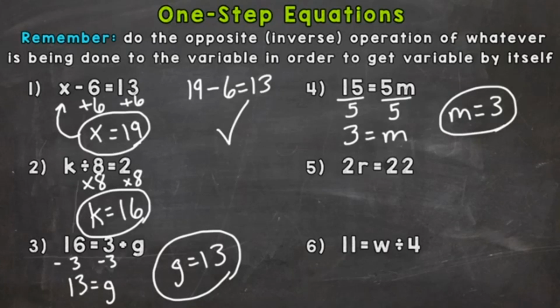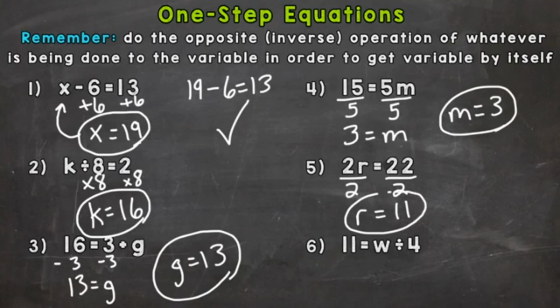Number 5, we have 2r equals 22. So we're multiplying by 2. Again, a number next to a letter means multiplication. So we need to divide both sides by 2. That gives us r by itself, and 22 divided by 2 equals 11. So r equals 11. Let's double check. 2 times 11 does equal 22, so we're good to go there.